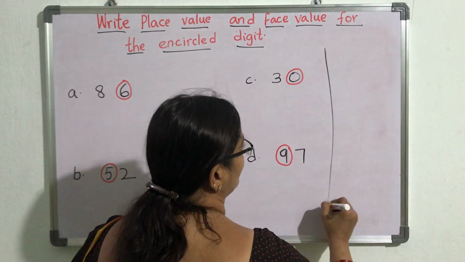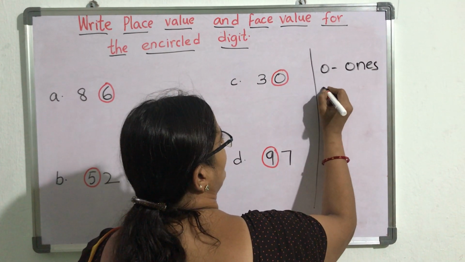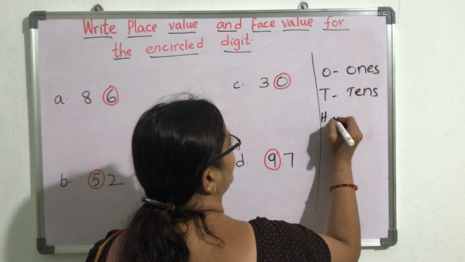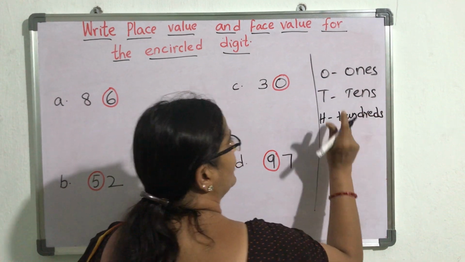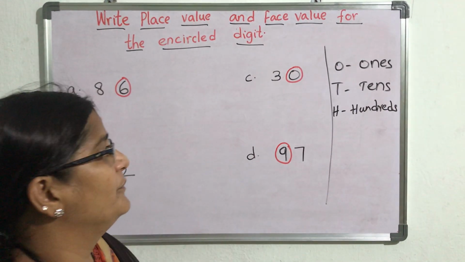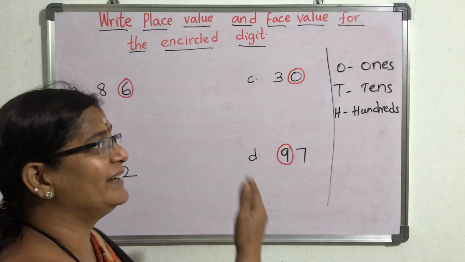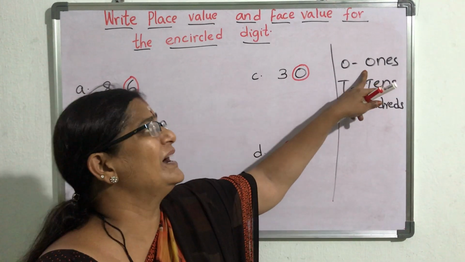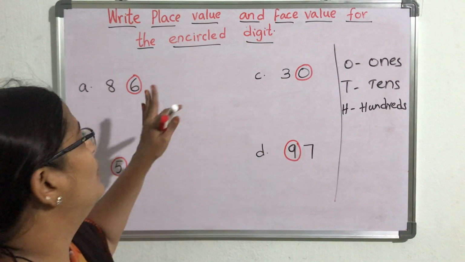You have written ones, tens and hundreds. Already we have written this. Now this will tell you the place value: where the number is, in which place, whether it is in the ones place, tens place or hundreds place. Now we will see here.